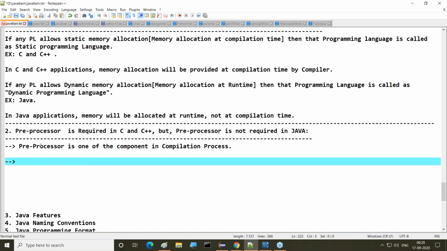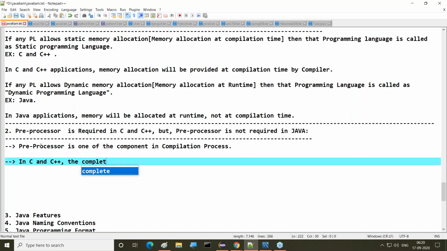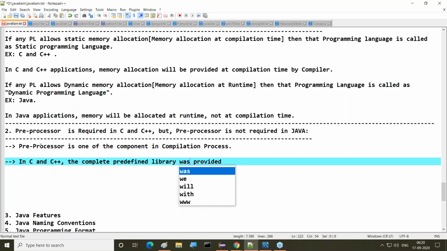In C and C++, the complete predefined library was provided in the form of header files. Am I right or not? Just confirm to me. If you have any awareness of it, just confirm to me.